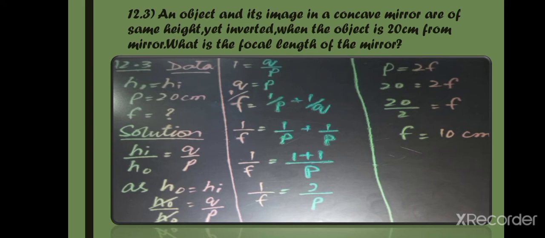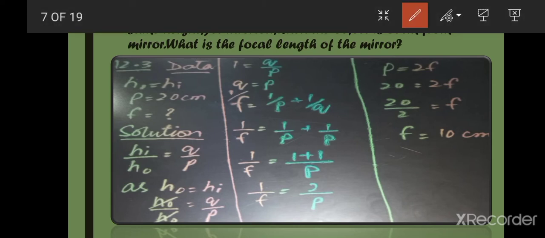Here you can see the data. Hi equals h naught, p is given as 20 centimeters. Here q is not given, which is compulsory to find out f. So first of all we have to find out q from the formula of magnification.